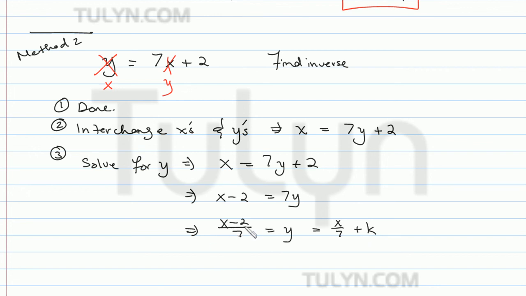So in order for x minus 2 over 7 to look like x over 7 plus k, we need to distribute the 7 out. So we get x over 7 minus 2 over 7. And if that's equal to x over 7 plus k, then that could only mean that k is equal to negative 2 over 7. So there you go, two different methods to finding k in this case.